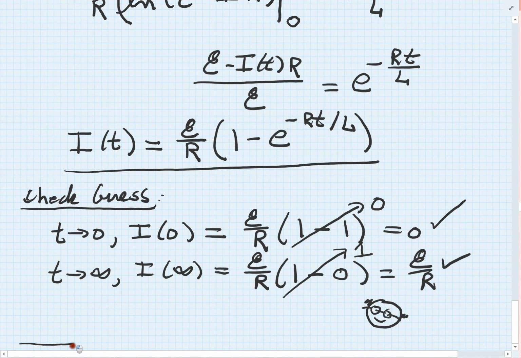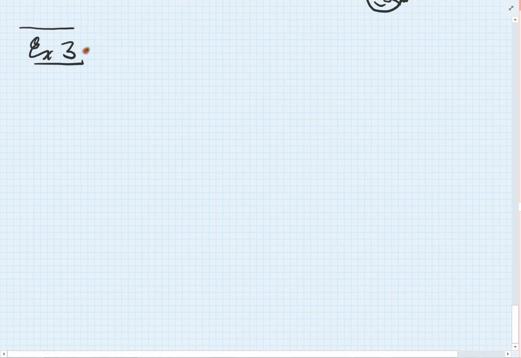I'd like to close now with a final third example, which begins to get us into questions of energy. We've seen how to analyze these circuits, just like we had with capacitors. But the other nice thing we understood about capacitors was energy and its relation to capacitors. So let's think a little bit about energy and inductors.